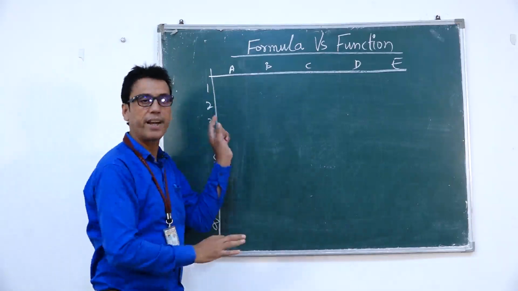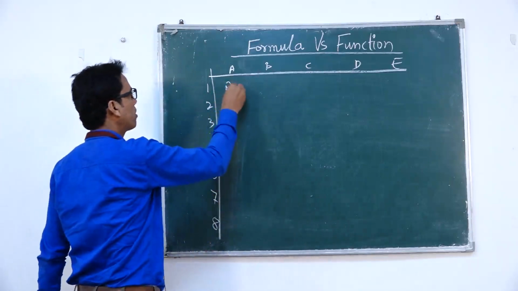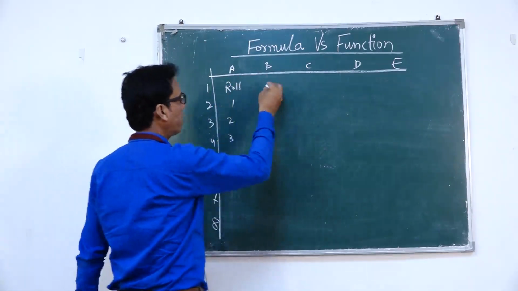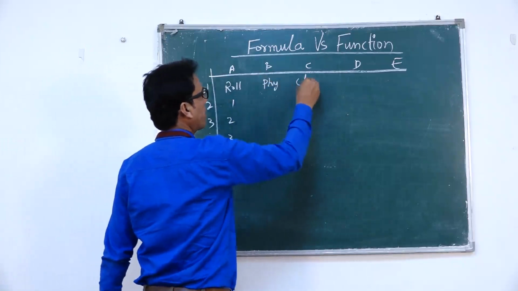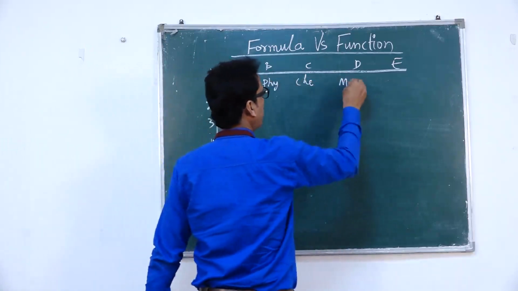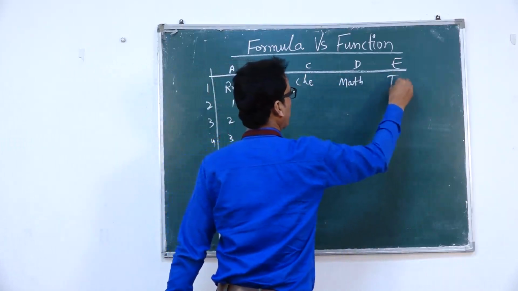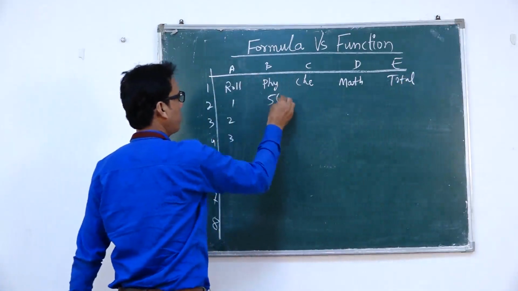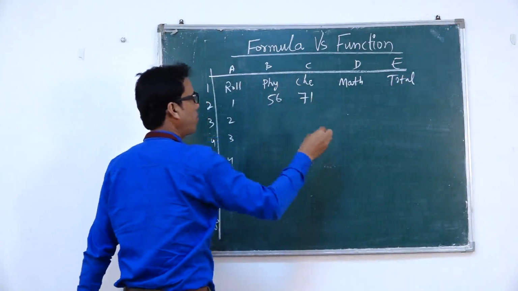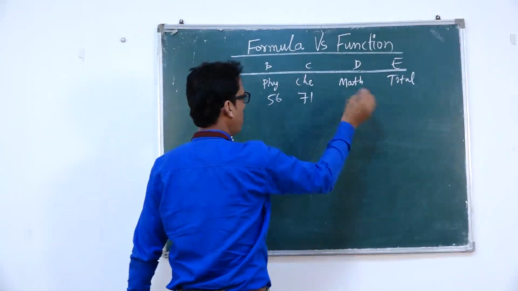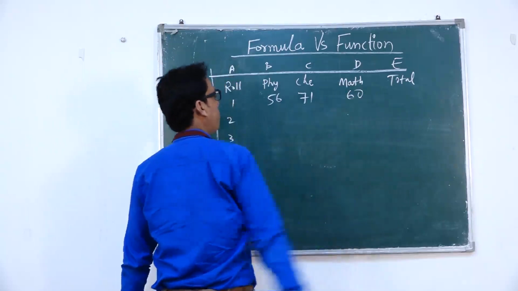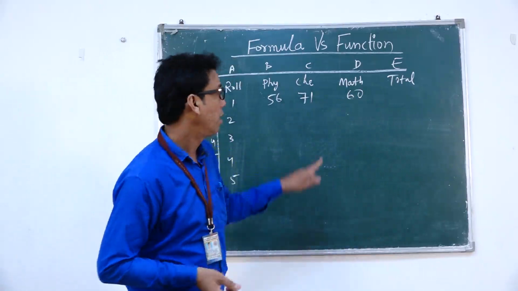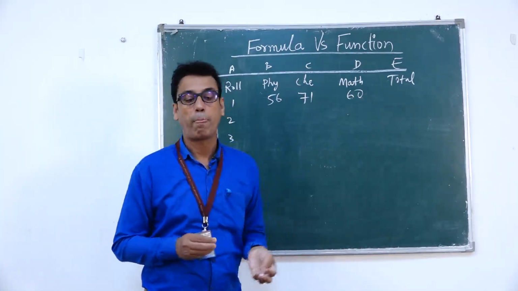When we put in data, suppose roll numbers 1, 2, 3, 4, 5, and marks of physics, chemistry, math, and total. Suppose 56, 71, and suppose 60. Now we want to calculate the total.